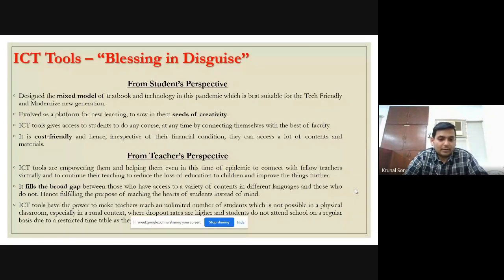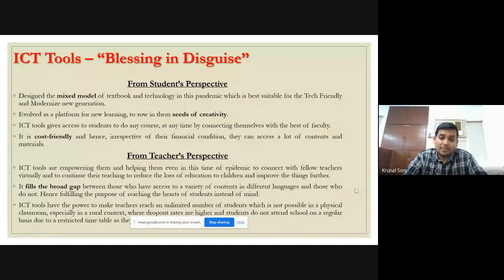So it fills the broader gap between those who have access to a variety of content in different languages and those who do not, hence fulfilling the purpose of reaching the hearts of the students instead of the mind. With the use of ICT tools, we have reached the heart of the students rather than the mind, because everybody has the right to ask questions. Sometimes many students are introverts and don't prefer to ask in the physical classroom in front of an audience. But in ICT tool classes, students don't have such feelings and they can raise their questions as and when they feel, and the teachers attend to them very efficiently.